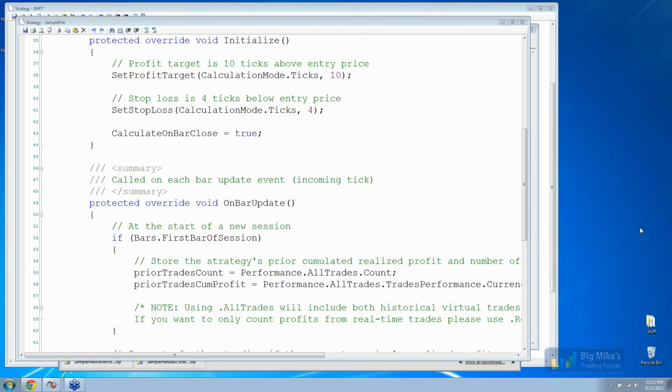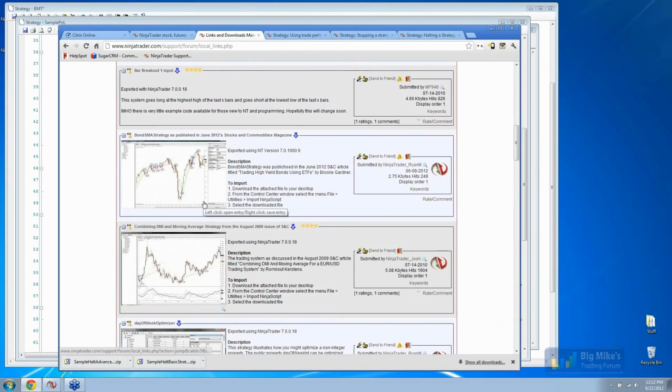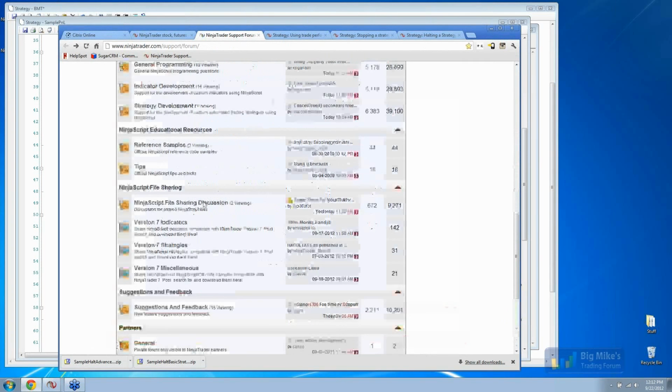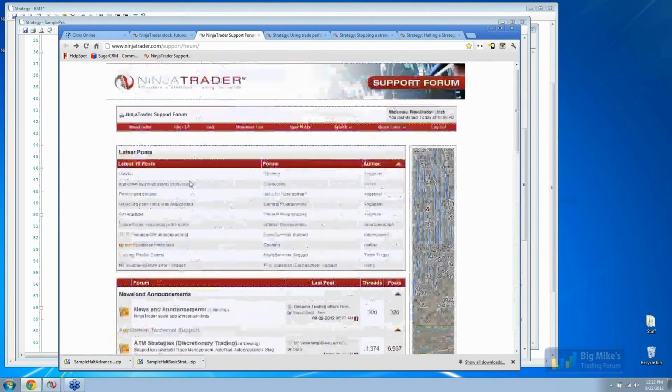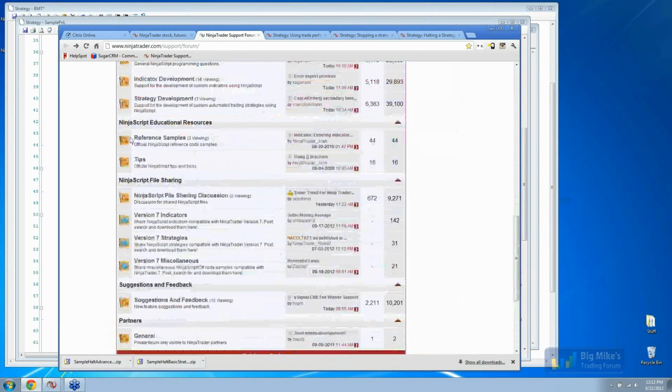Alex said, Josh, how did you get to the strategies? I missed it. Alex, over on the forum here, there are two sections you want to reference. It's the reference samples section over here, and there's another section called version 7 strategies over here in the NinjaScript file sharing section.